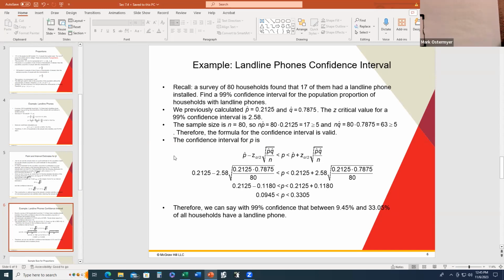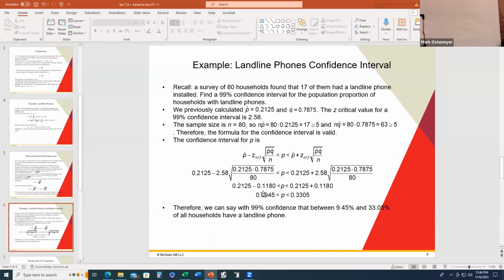The sample size is 80, so n times p hat is 80 times 0.2125, which is 17. That's at least 5, and n times q hat is 80 times 0.7875, which also is at least 5. Therefore, we can take faith in this confidence interval here. And to find the lower endpoint, we take the sample proportion, which is 0.2125, minus the critical z value, which is 2.58, again corresponding to a level of confidence of 99%, times the square root of p hat times q hat divided by your sample size.